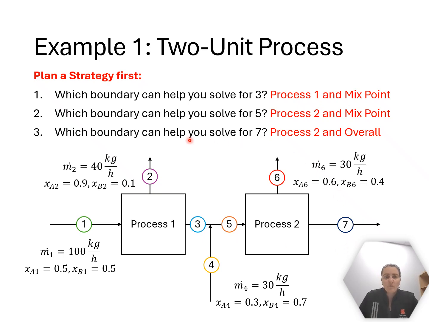But if we look at the overall system, we know something about 1, 2, 4, and 6, which means we can solve for 7. So what that means is for this problem, you would want to use the overall balance to solve for 7, the balance on process 1 to solve for 3, and then you have a choice. You can balance the split point or you can balance process 2 to solve for 5. Okay, so that's what is going on with system boundaries.